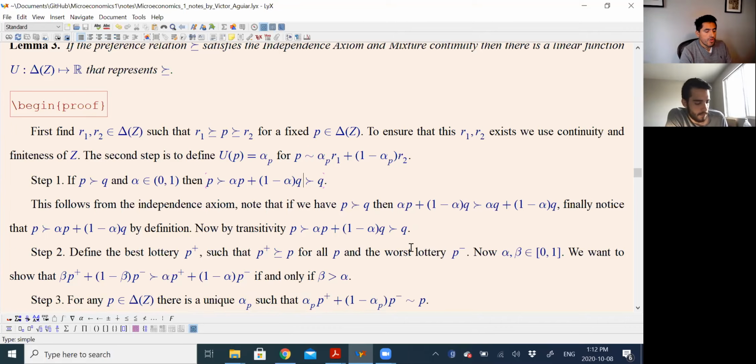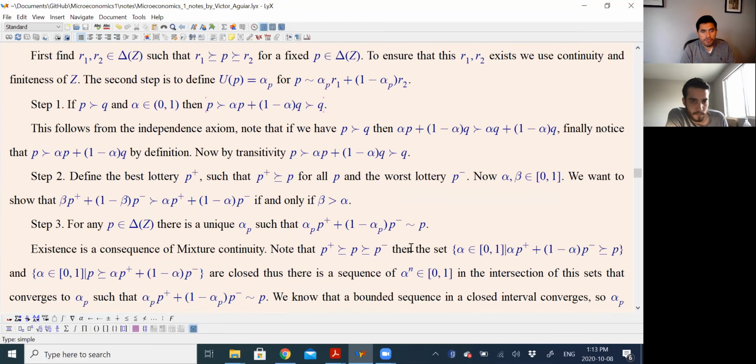Okay. So now I'm going to do a more generic construction for any lottery. And the way I'm going to do it is, again, take a lottery that is better than the lottery of interest P and take a lottery that is worse. Now, the key is that I'm going to choose two lotteries that are always the same for every lottery. These are going to be the best lottery P plus and the worst lottery P minus. So these are the best possible lottery in this set. We know it exists because we have degenerate lotteries.